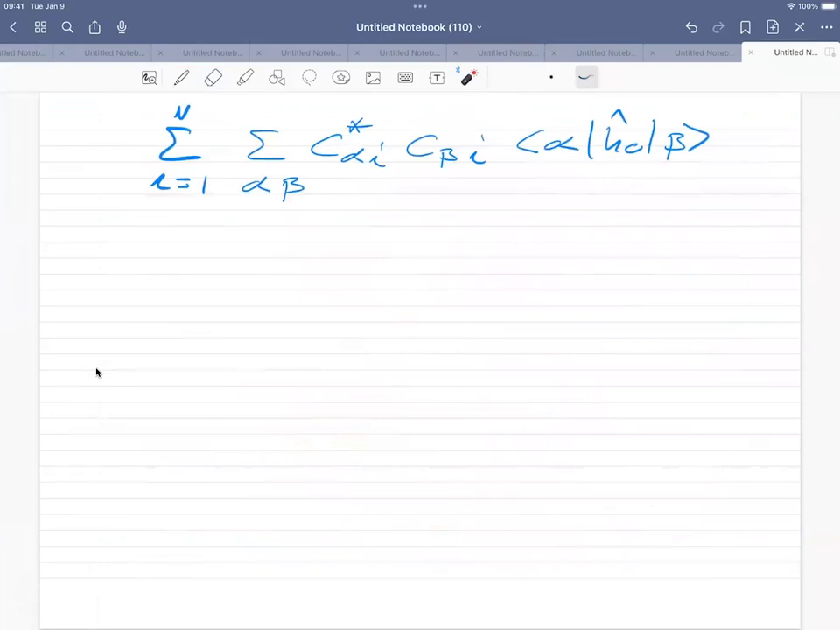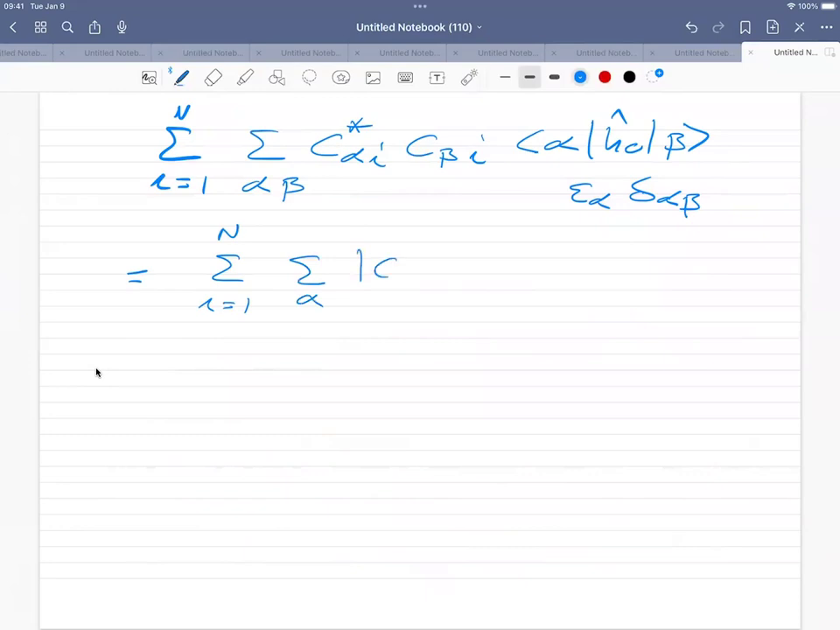Now, the choice we made here is that this is an eigenbasis of H0. So in our specific case, this just results in an epsilon of alpha times delta alpha beta. So that simplifies for us. If that is the case, then what we get is a sum over i equal to n, and then a sum over alpha, with C alpha of i squared, and then epsilon of alpha.